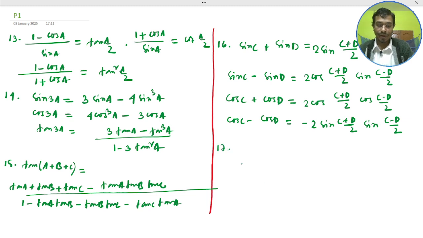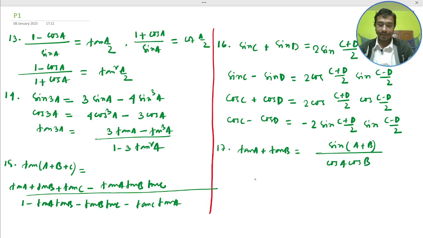Next, for tan A plus tan B, that is equal to sin A plus B with denominator cos A cos B. For tan A minus tan B, it would become sin A minus B divided by cos A cos B.